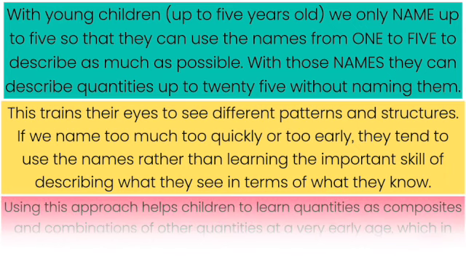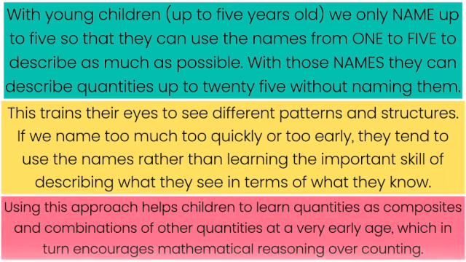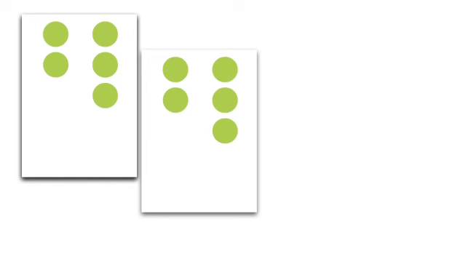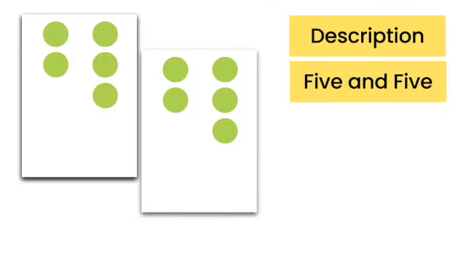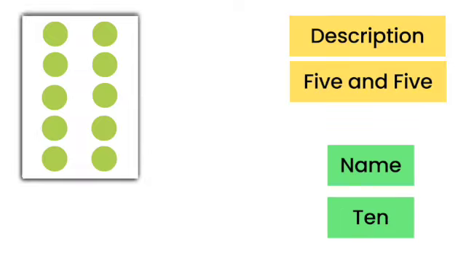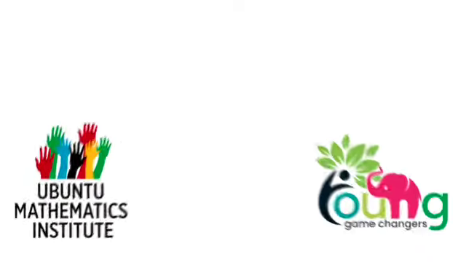Using this approach helps children to learn quantities as composites and combinations of other quantities at a very early age, which in turn encourages mathematical reasoning over counting. Once a child has done a lot of describing with the names 1 to 5 and is very comfortable describing this as 5 and 5, we start naming the quantities above 5 up until 10. We'll talk more about this in the next video.